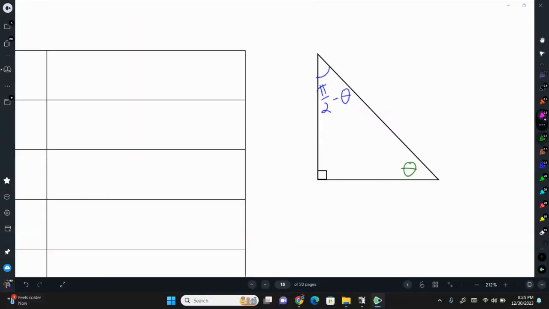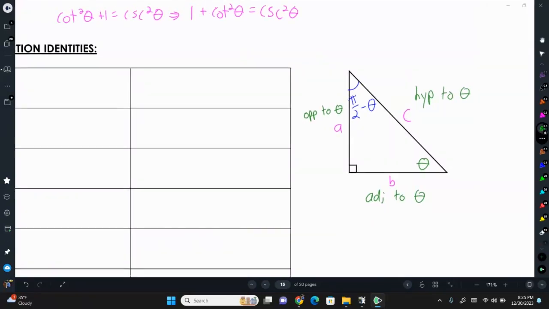So let's label these sides A, B, and C. In relation to theta, my green angle, side A is opposite, so this is opposite to theta. Side B is adjacent to theta. And the hypotenuse, letter C, is the hypotenuse of theta. So let's go fill those in over here on the table to the left.